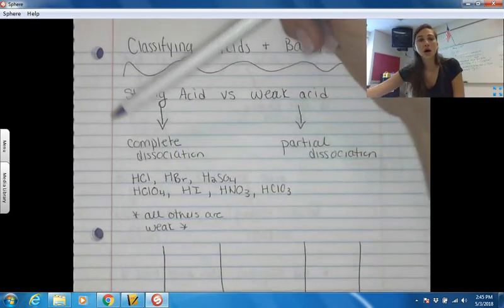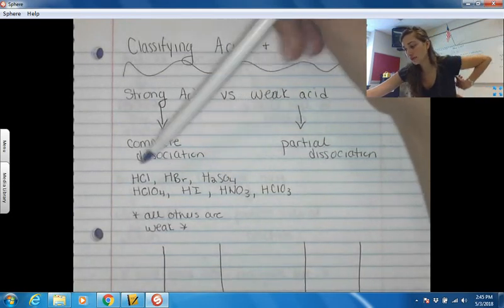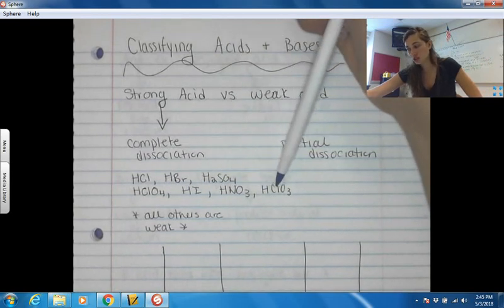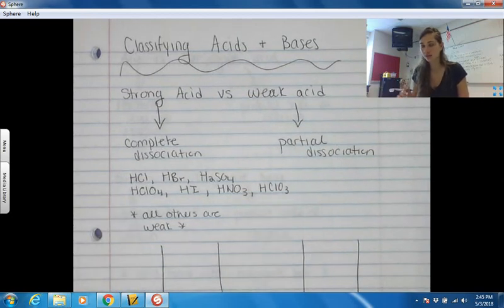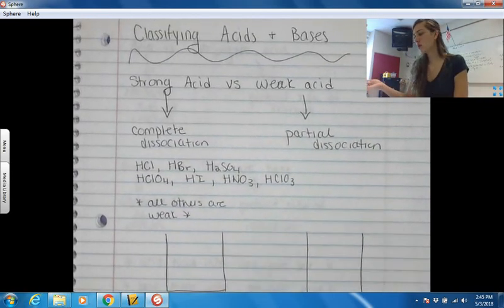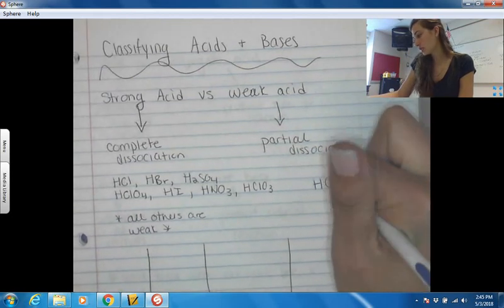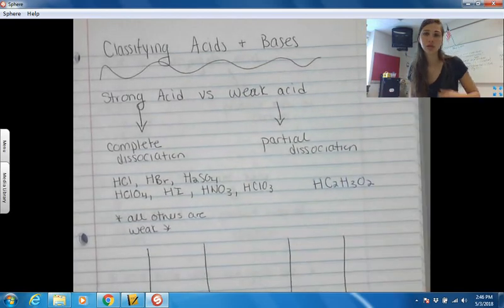Here are our strong acids: HCl, HBr, H2SO4, HClO4, HI, HNO3, HClO3. All other acids are weak. These are the only strong acids. An example of a weak acid can be acetic acid, HC2H3O2. That would be an example of a weak acid.